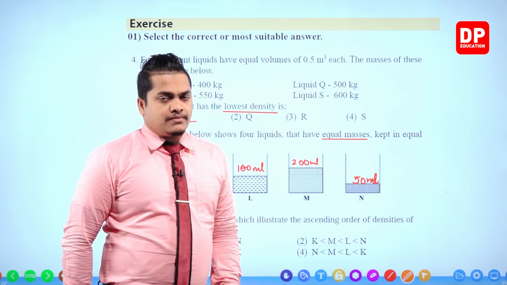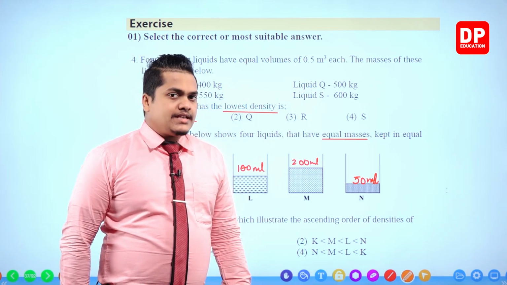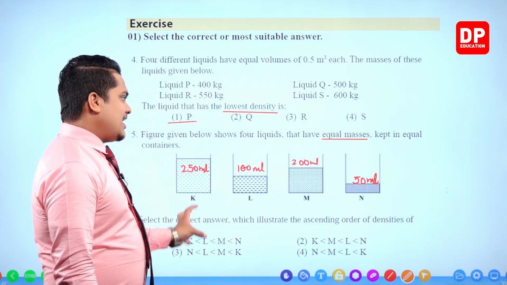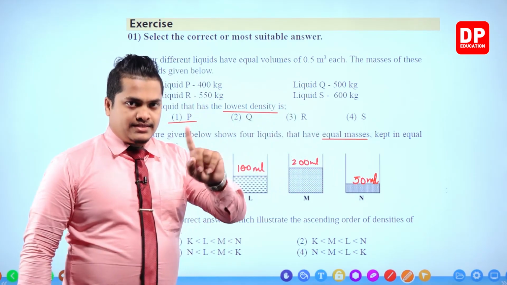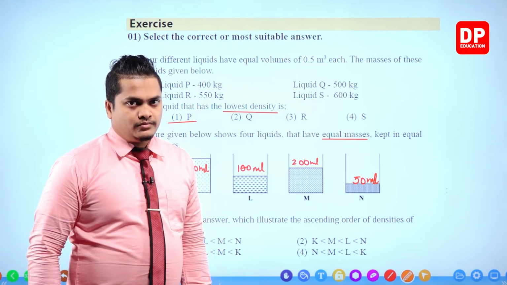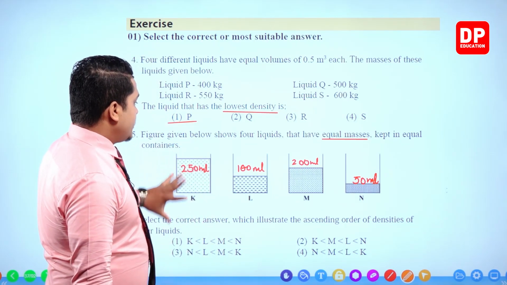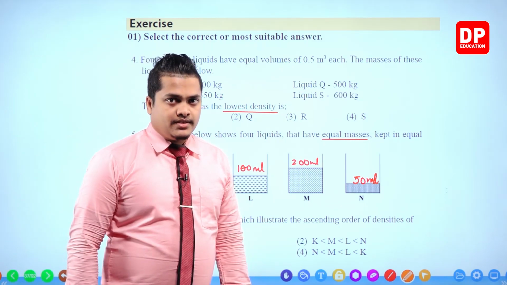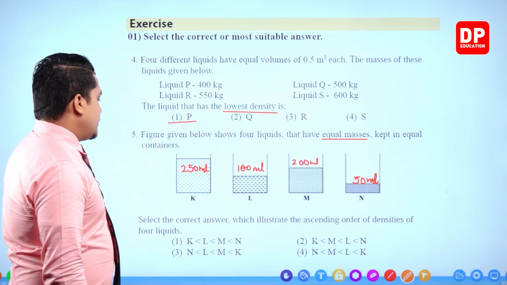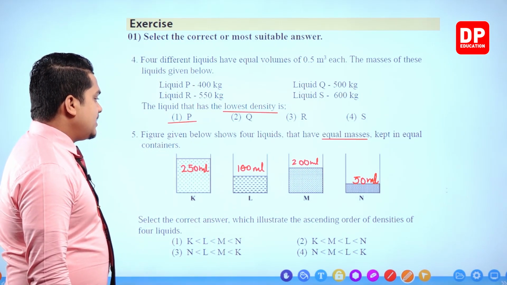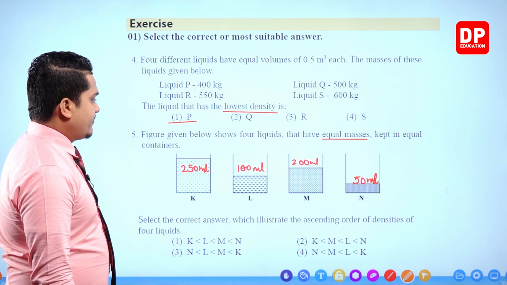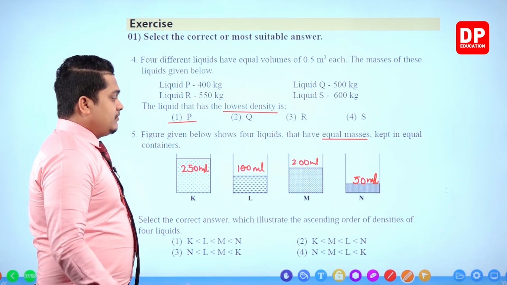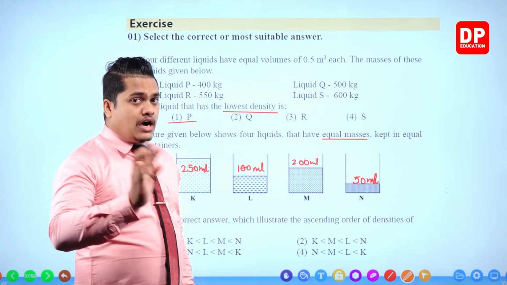In the second question, I told you that volume of a substance and the density have an inverse relationship. So the one which has the lowest volume has the highest density. One which has the highest volume has the lowest density. So let's go for the answers. Select the correct answer which illustrates the ascending order of densities of 4 liquids. Ascending means from lowest one to highest one.